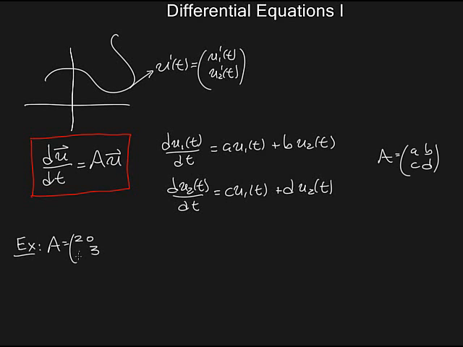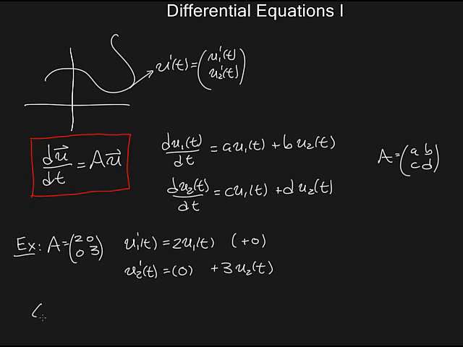So here's a very simple example of that. Take a diagonal matrix. The equation is then u1 prime of t is 2 u1 of t plus 0 u2 of t, and u2 prime is 0 u1 of t plus 3 u2 of t. So they're not really linked. You can solve them separately. And it's clear that the solution is u1 is e to the 2t, and u2 is e to the 3t. And you're allowed to put some constants in front, and you can write it like this.